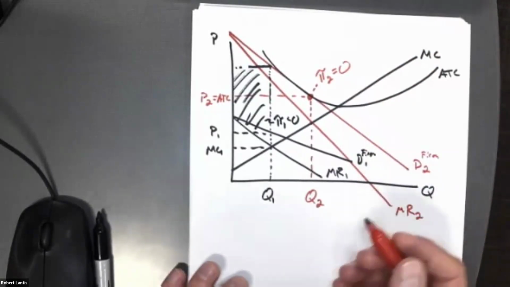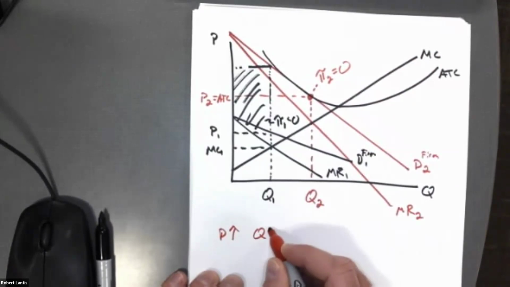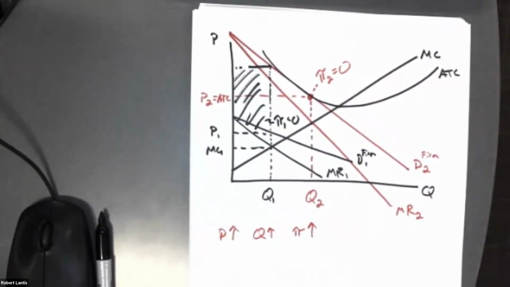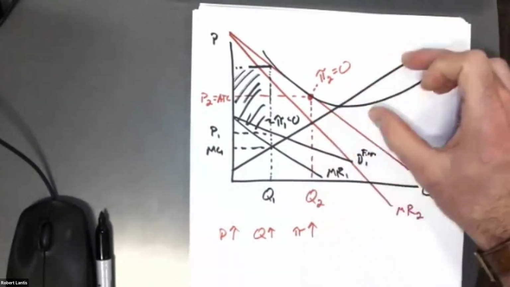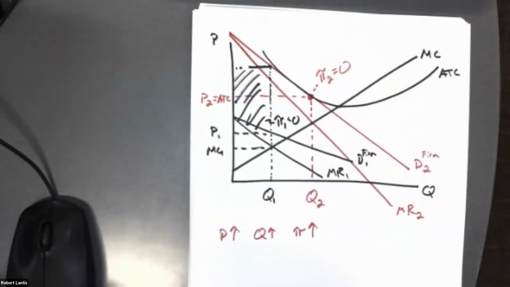So what have I done? Through advertising, I've increased the price, I've increased the quantity I'm selling, and if profits were negative and now they're zero, I've increased my profits. You can imagine a different scenario where I get an even larger portion of overall demand. I could eventually push my profits to be positive. Okay.